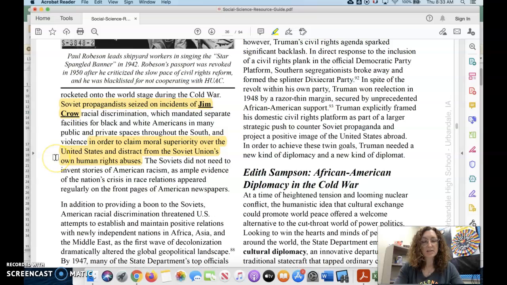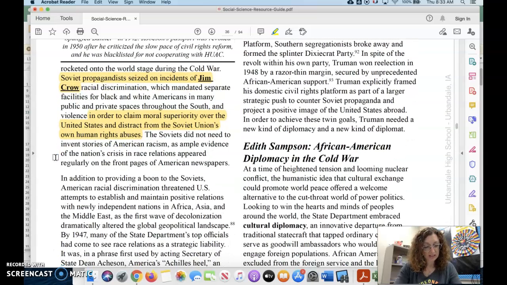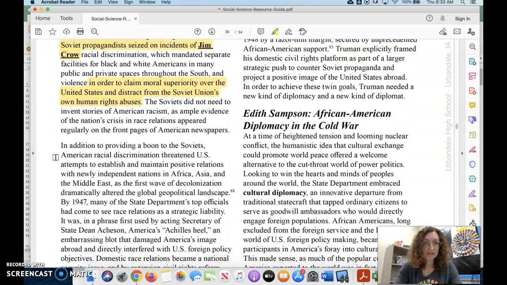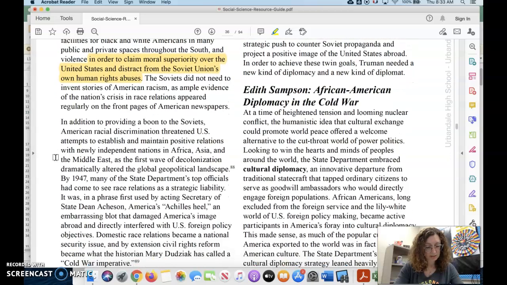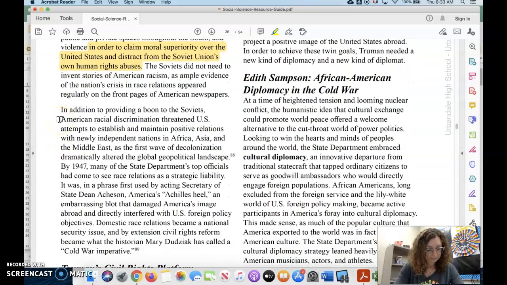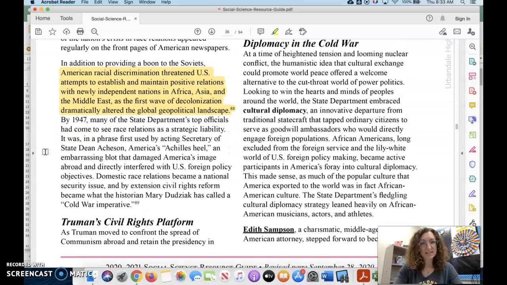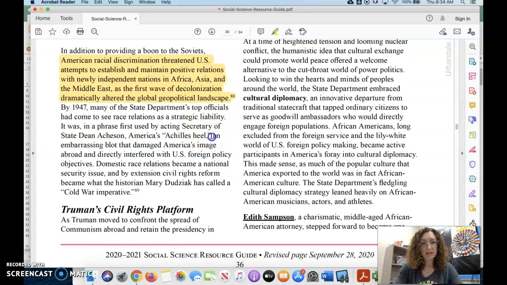And if you remember, the Soviet Union and the United States, they're constantly trying to fight over who's better. And the Soviet Union had a really good point here. They said that the injustices and the discrimination against African Americans, it was really something that the United States had a problem with. This was a big problem in America. So here's what happens next. Discrimination threatens attempts to establish and maintain positive relations with those newly independent nations. Remember those decolonized nations? So the United States is seeing the backlash to its discrimination.